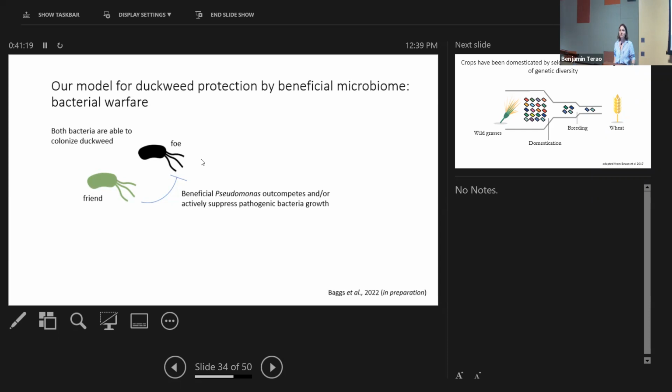fight the foe. To preempt the questions, we tried to save Arabidopsis using the friend. Doesn't work. Arabidopsis doesn't allow the growth and colonization of that bug, even on EDS1 pathway mutants.